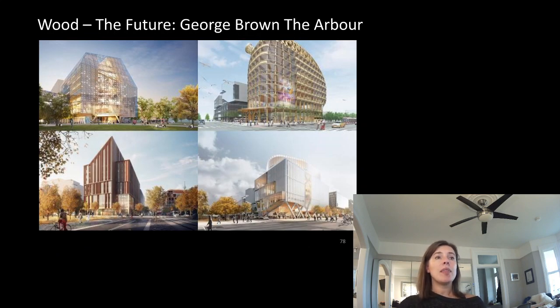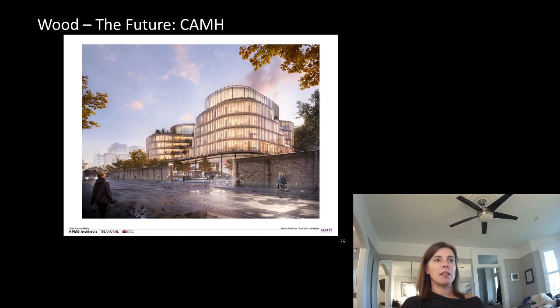Here are a few more. This was a competition for George Brown, the Arbor project. Blackwell's project was this one, and I did the preliminary design for it. There were a few great options. This was the winning option. Unfortunately, Blackwell couldn't be on all the teams, so it was a different engineer. It might be Fast + Epp, in fact, our favorite wood engineering pals that we've collaborated with and discussed ideas with. I think this was a Fast + Epp win on that one. But you can see wood is the way we're going on these projects.